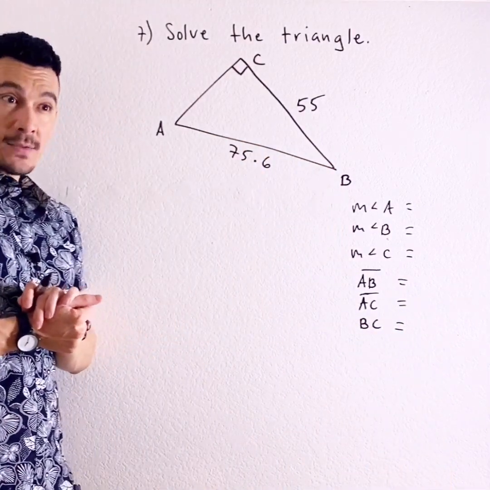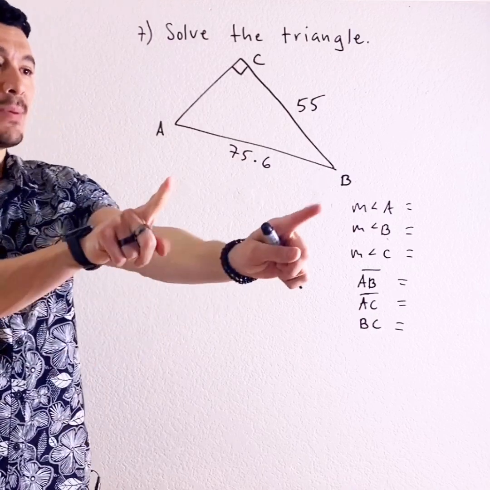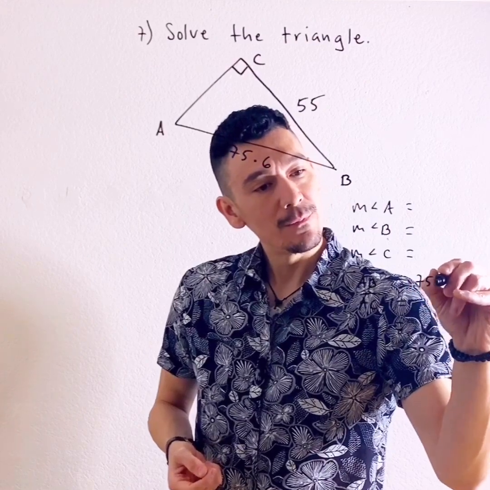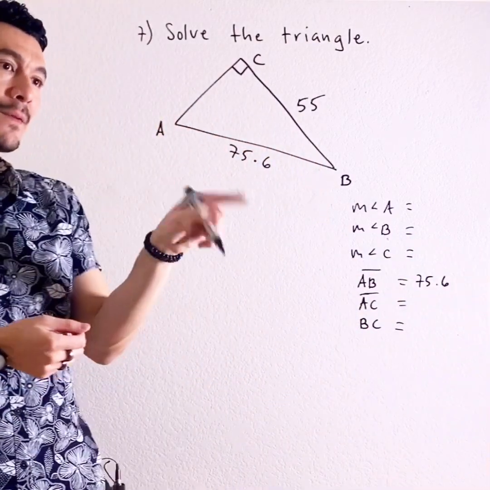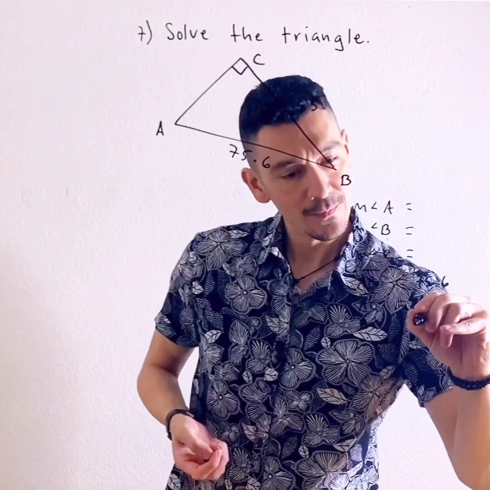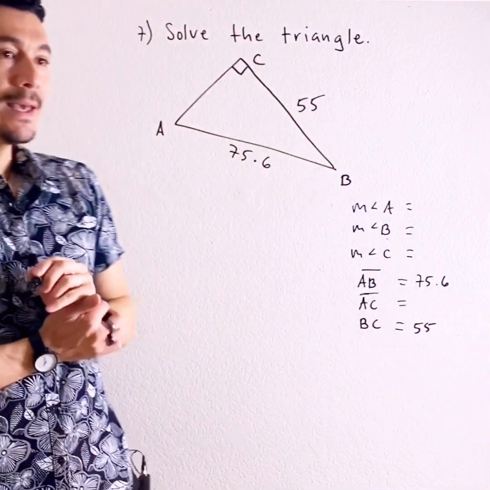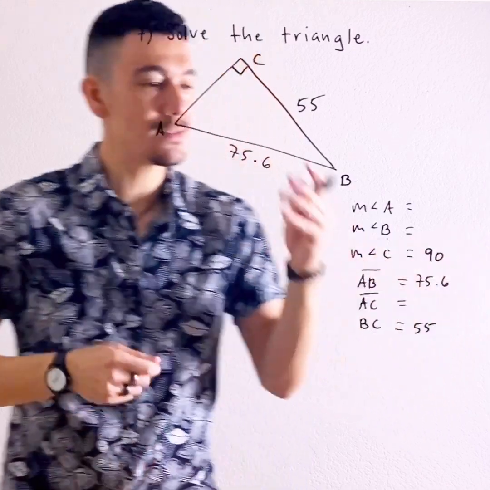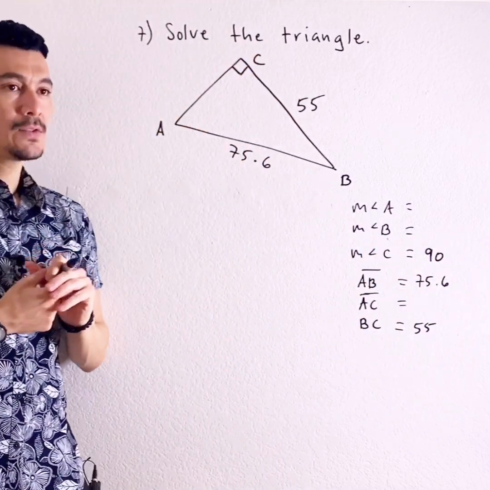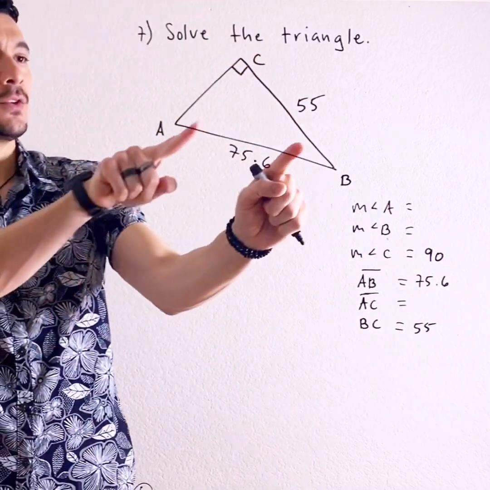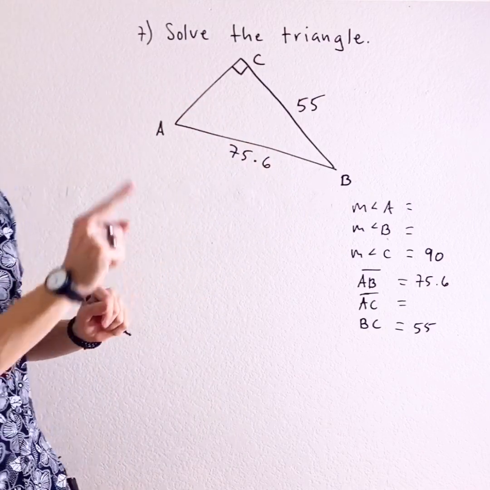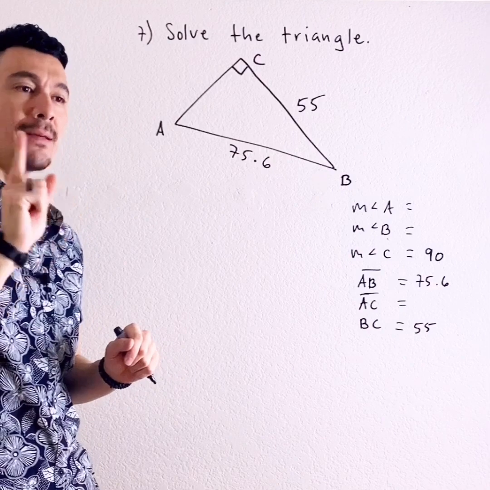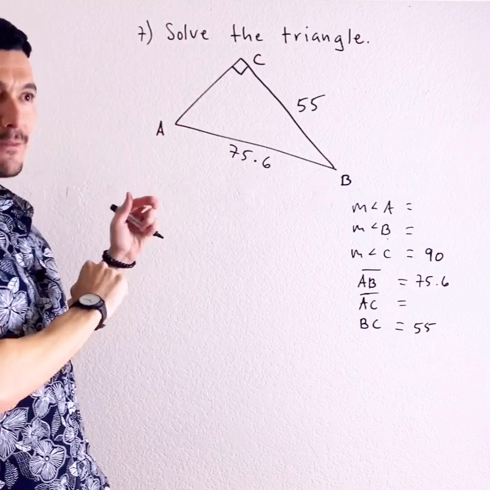What's given to us? Well, we have AB is given. AB is 75.6. We have BC is given. And we have angle C is 90. Okay, so that's all that's given to us. So we have to find the 2 angles on this side. Given what we have, we can find this side with Pythagorean theorem. So let's get that out of the way first.